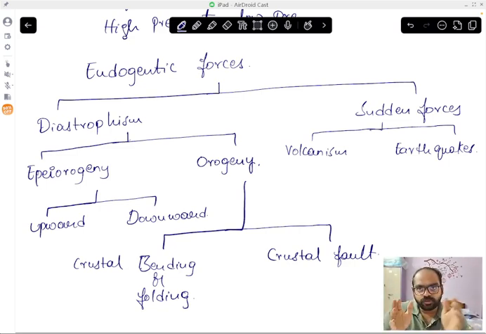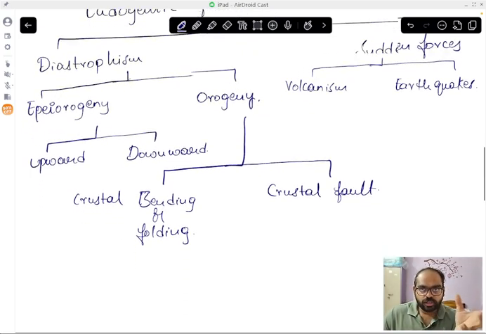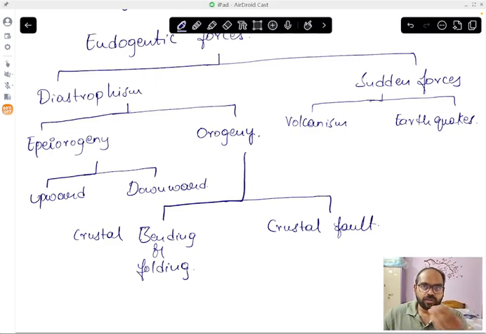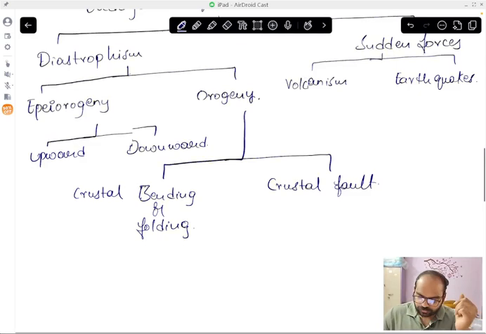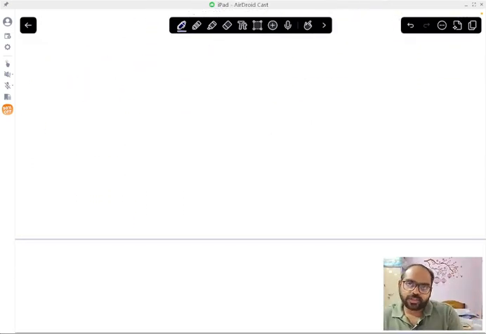Only in smaller areas are these kinds of features formed due to earthquakes, and volcanoes also. Due to volcanoes also, the features are found on a smaller area rather than a large area. That is due to sudden forces. But when it comes to diastrophism, we can see two kinds of formations on earth. The first one is epiorogeny.